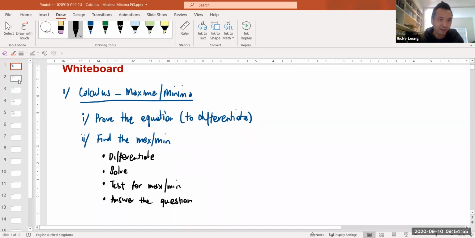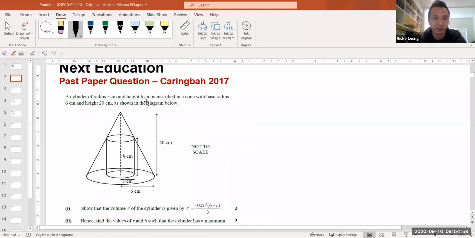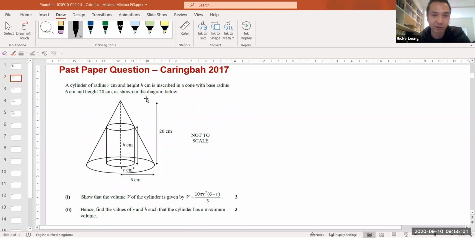So let's have a go at a few of these questions. The first one's from Caringbah, 2017, and I say it's from Caringbah, but it's commonly scattered through many past papers, whereby it involves a cone where there's a cylinder embedded inside. Now, to do this question, let's see what we've been given, right?